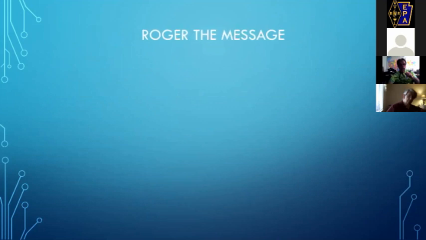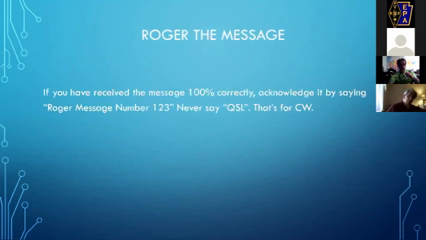When you roger the message, if you've received the message 100% correctly, acknowledge it by saying roger, message number, in this case 123. Never say QSL. QSL is a Q code, and that's for CW. We don't use Q words on voice transmissions.